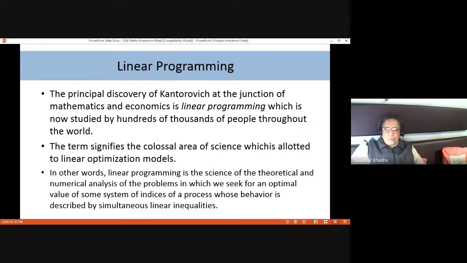The principal discovery of Kantorovich at the junction of mathematics and economics is linear programming, which is now studied by hundreds of thousands of people throughout the world. The term signifies the colossal area of science which is allocated to linear optimization models. In other words, linear programming is the science of the theoretical and numerical analysis of performance in which we seek the optimal value of some system of indices of a process whose behavior is described by simultaneous linear inequalities.